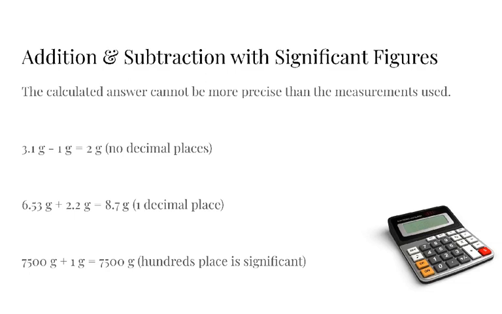Finally, when we add 7,500 grams and 1 gram, our measurement actually doesn't change. It would still be 7,500 grams. That's because in the measurement 7,500, the hundreds place is significant, but the tens place and the ones place is not. So adding a number in the ones place does not change our overall measurement.